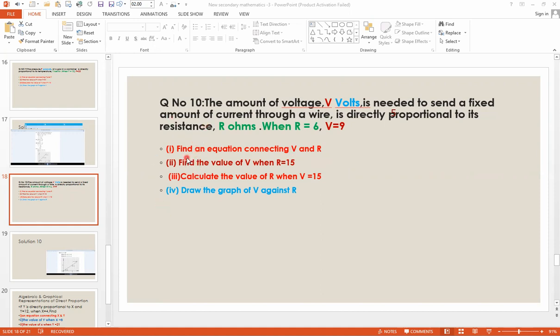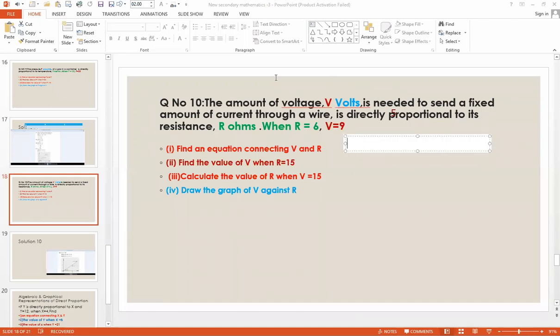The first part, find an equation connecting V and R. Then second part, find the value of V when R is equal to 15. Then calculate the value of R when V is equal to 15. And then you have to draw the graph of V against R. I think all that is very much easier for you. So firstly, I have to write it for you so it becomes easier.